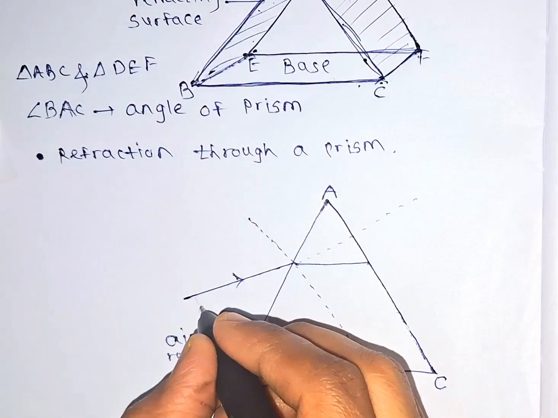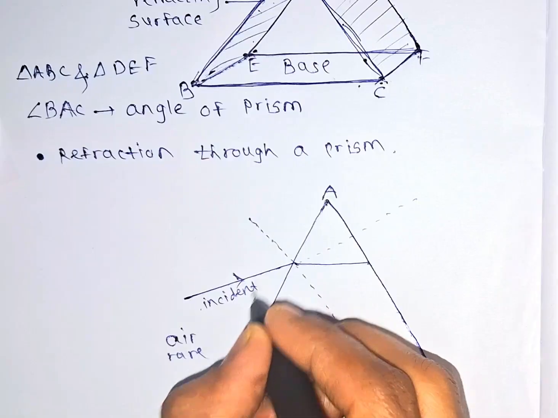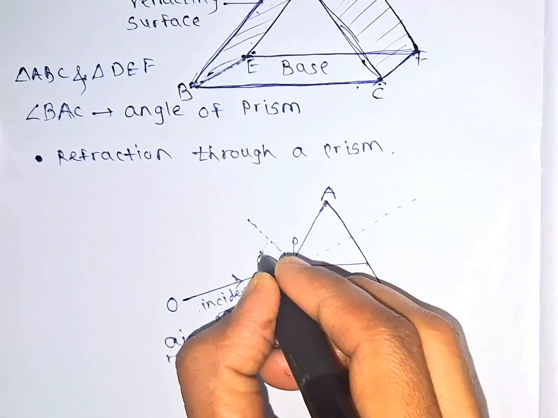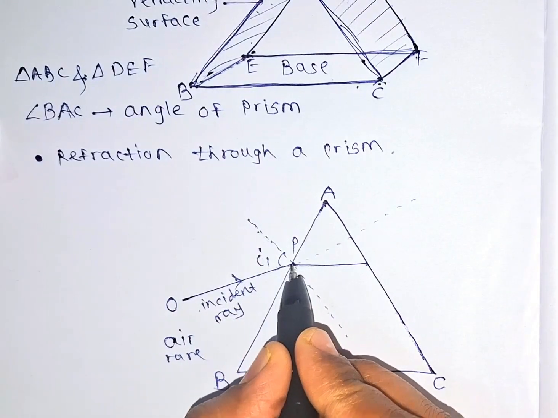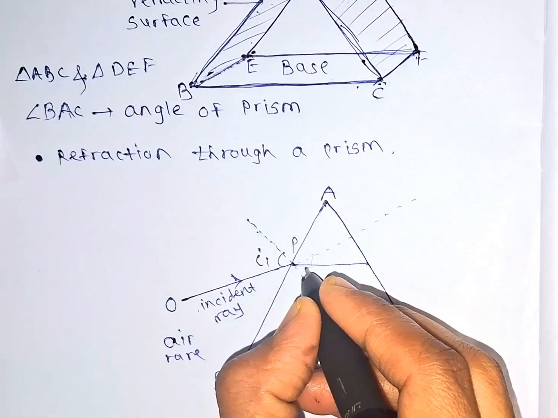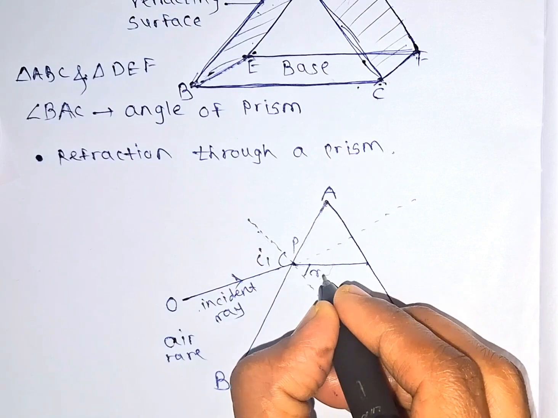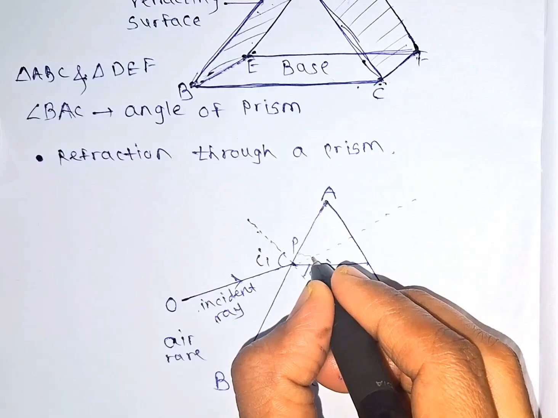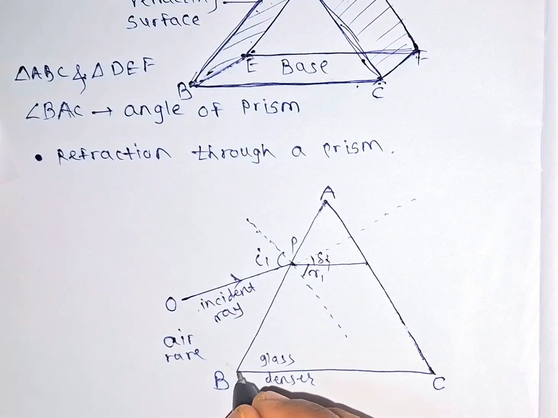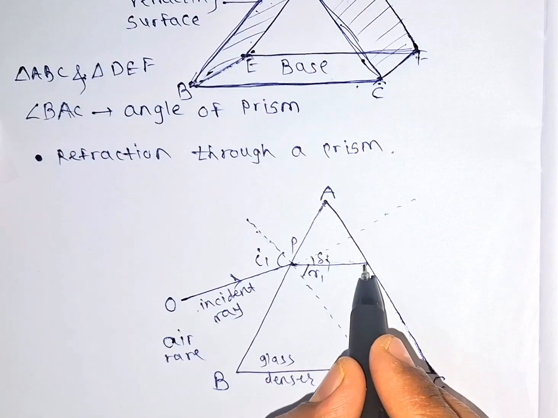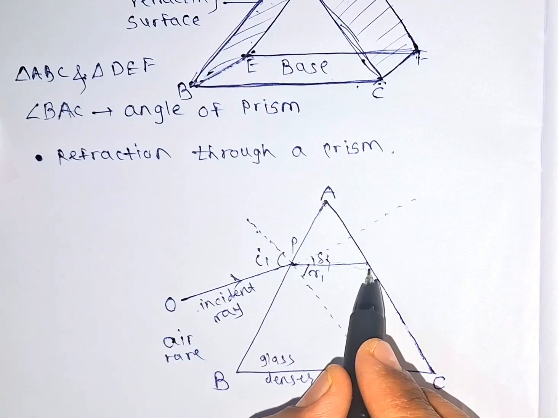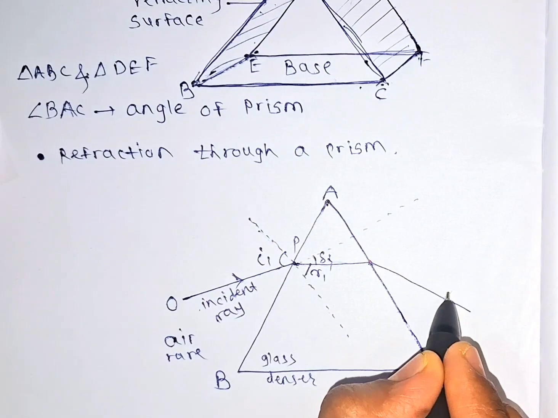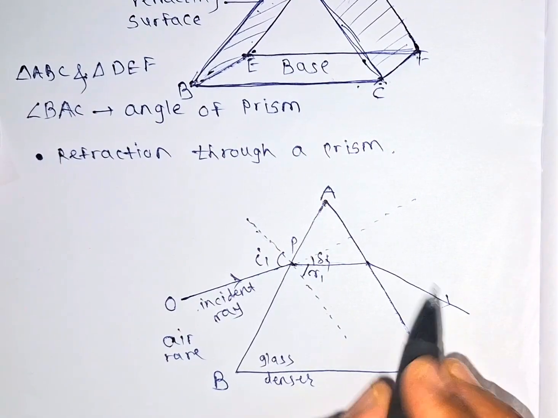Let's name it. It is the incident ray, named OP, making angle I1 with this normal. Now we get this as R1. This is the refracted ray, and the deviation that happens is delta 1. This is our delta 1. Now this again strikes another surface of the prism, and it emerges out. So this is the emergent ray.